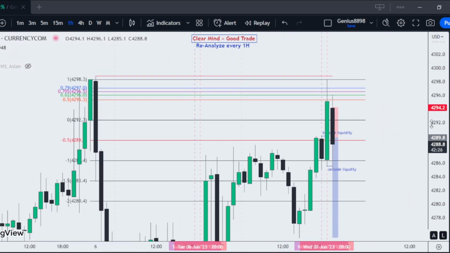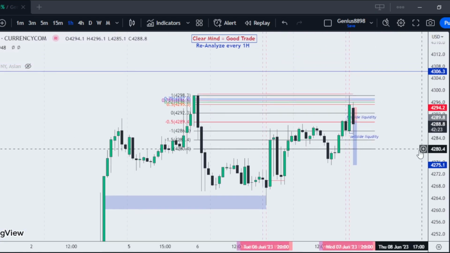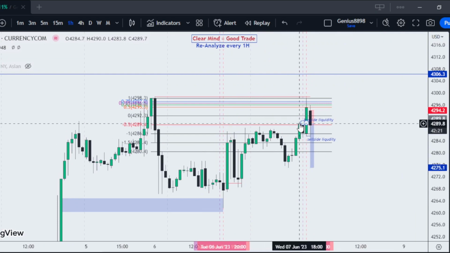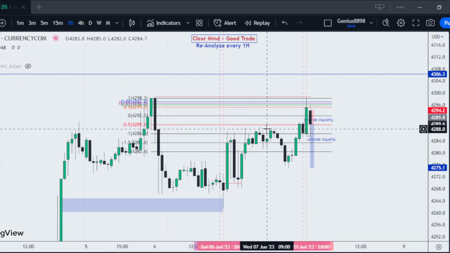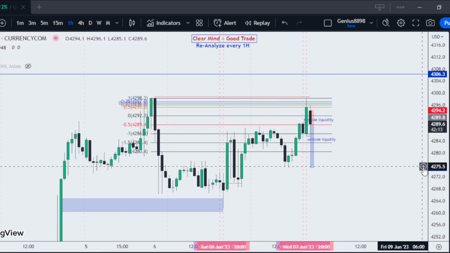Okay, so that's also another confluence that makes me think that price would go lower for today, after I take out that short-term high here, and also the high that was created early today.